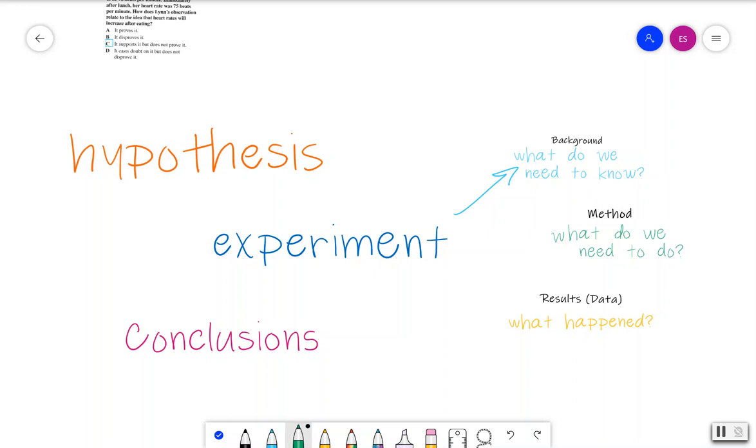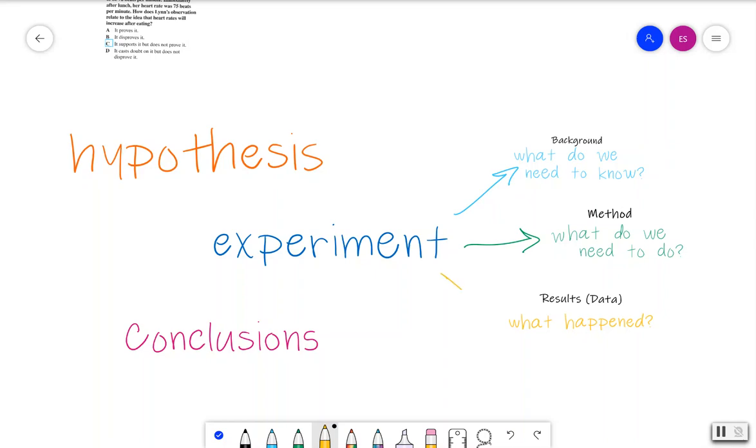The second is the method. The method is, what do we need to do? So if I'm going to do an experiment, what do I need to do to test out my hypothesis? In Lynn's case, it was measuring her heart rate, eating, and then measuring it again. That's the method. It's the process that she used to actually see if her hypothesis was supported.